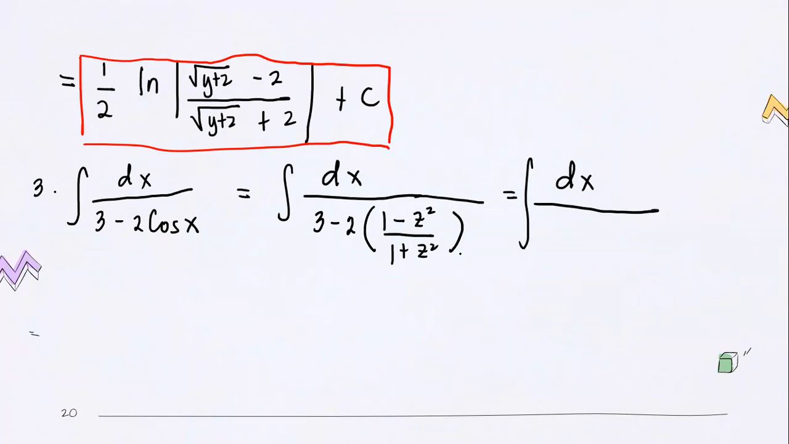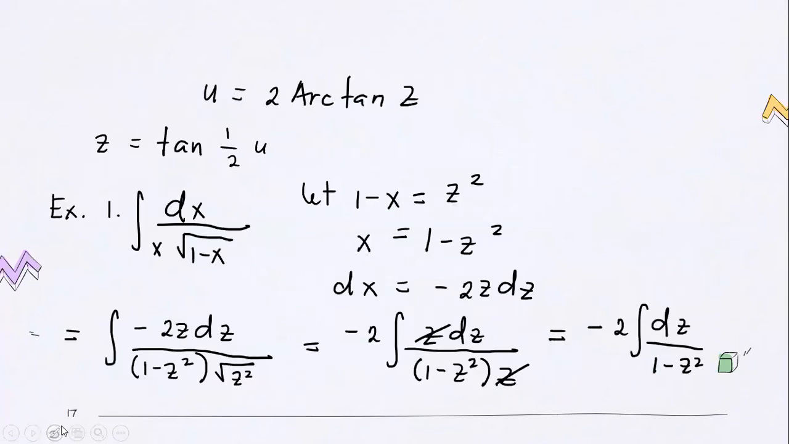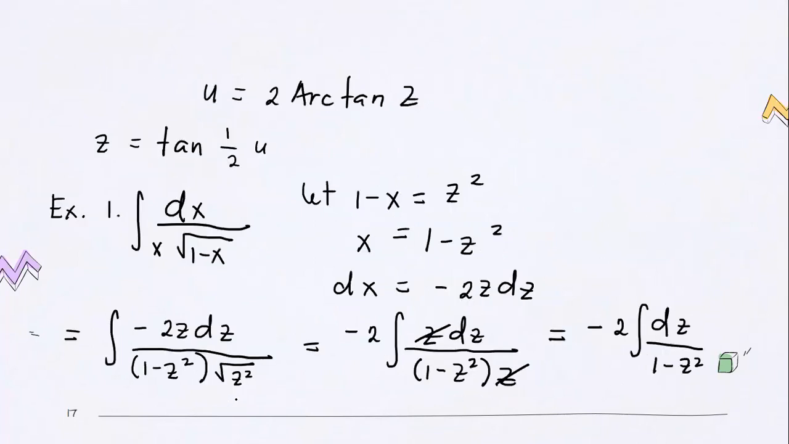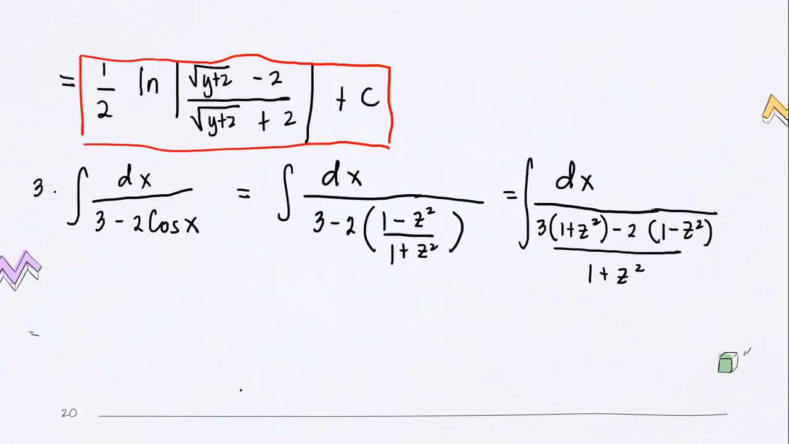Okay, therefore, simplify the integral of dx. Get the LCD: 3 times 1 plus z squared minus 2 times 1 minus z squared, over 1 plus z squared. But your dx is 2 dz over 1 plus z squared.